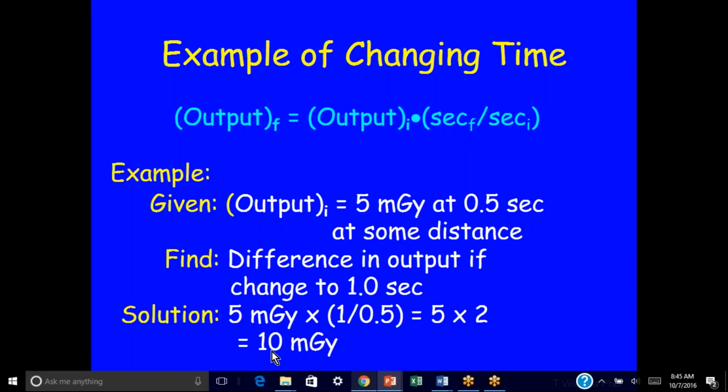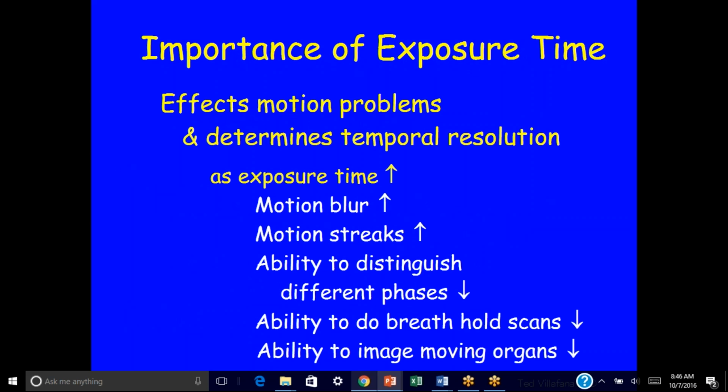The actual mathematical procedure looks like what we have up here. The final output, that's a subscript F, this final output is what you started out with times the ratio of times. We just saw that the ratio of times here, 1 over 0.5, is a factor of 2. So you multiply the initial output by 2, you get your final answer. I put these equations up there for those that may want to be more quantitative. On the boards, don't use an equation, use your head. Double the time, double the output, double the dose.